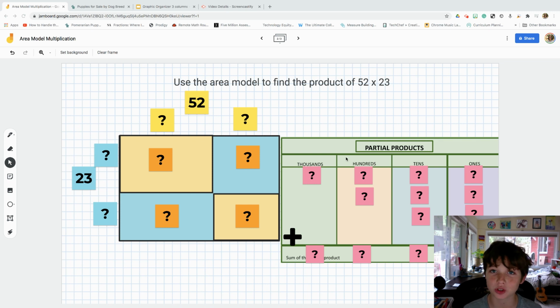Today I'm going to be using Jamboard and we are going to use this area model that you can see right here to find the product of 52 times 23. Let's just hop right in then.